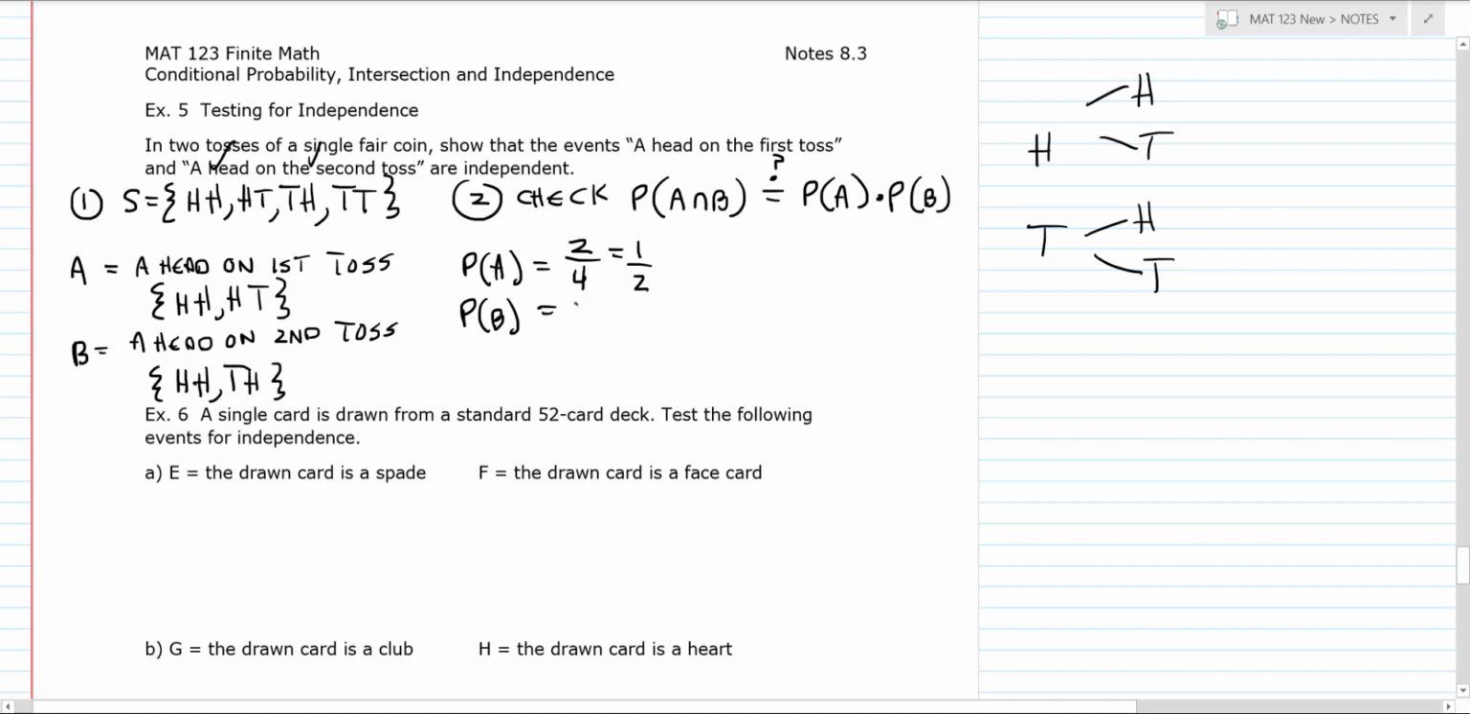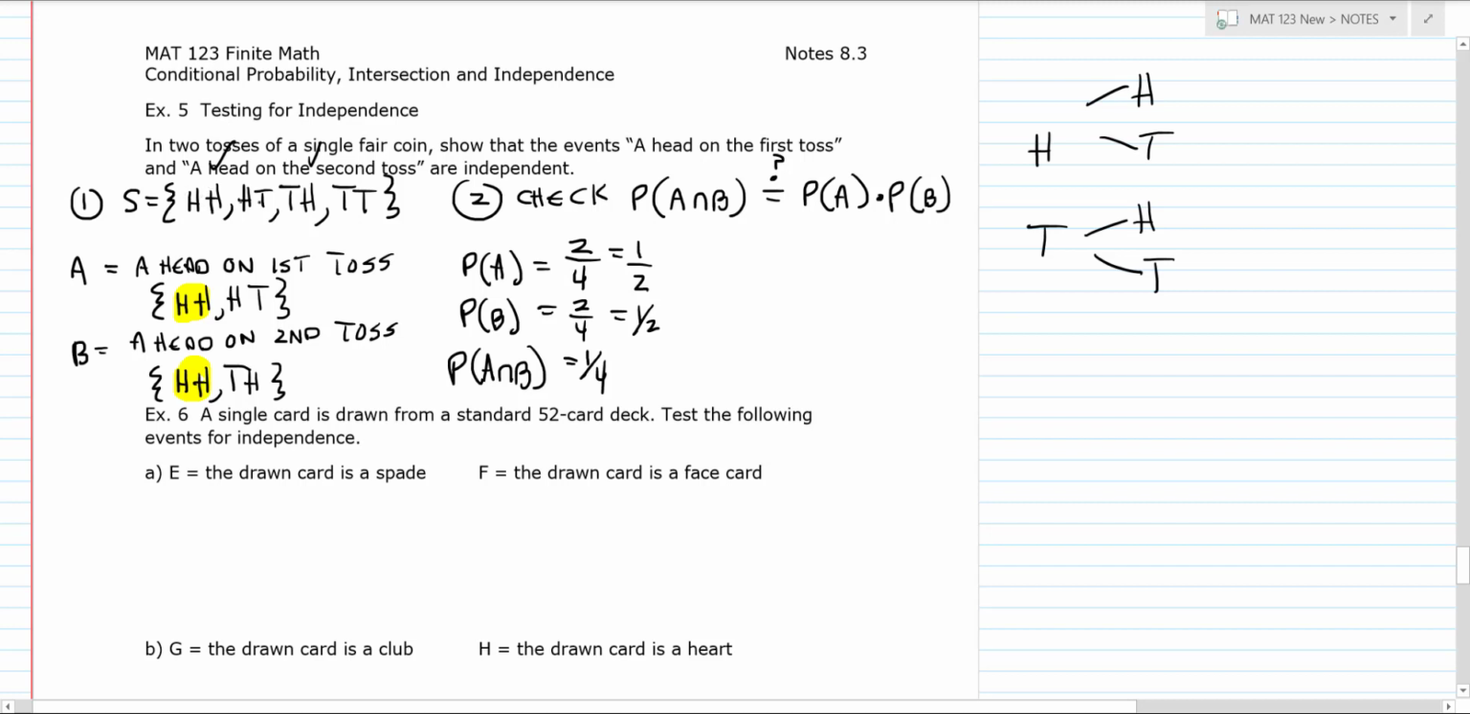So that is, again, a 2/4 probability, so that's 1/2. And then we have to figure out the probability of A intersect B. If you look at the intersection of these two events, getting a head on the first toss and getting a head on the second toss, the overlap is one place. The head-head is the overlap, so that means that probability would be 1 out of 4.